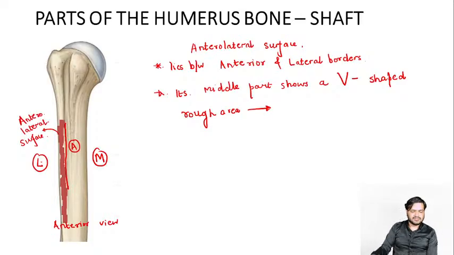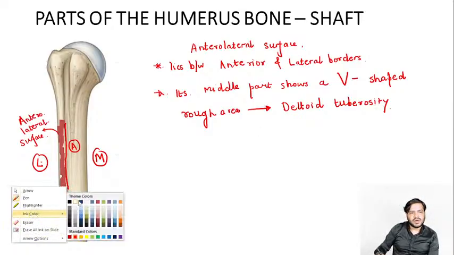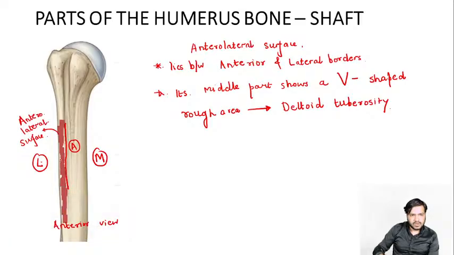Very important. Yes. Yeah, Prakshit, it is right. Yeah, you're right, beta. We have a V-shaped rough area that is referred to as the deltoid tuberosity. Deltoid tuberosity. And remember, over here, like if I just want to mark it, you will see on this particular surface a V-shaped rough area, that is called the deltoid tuberosity.